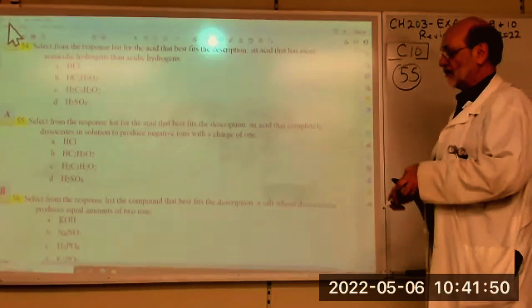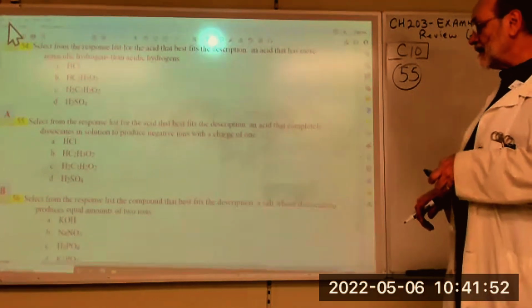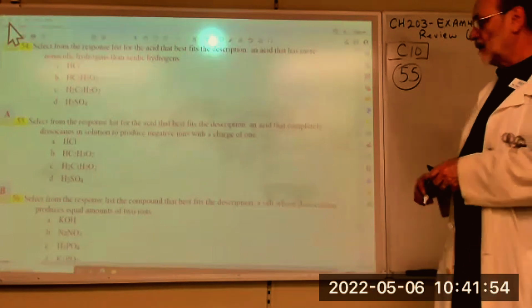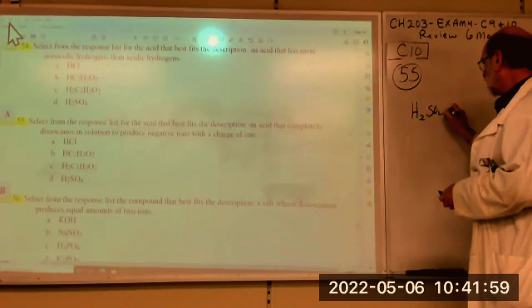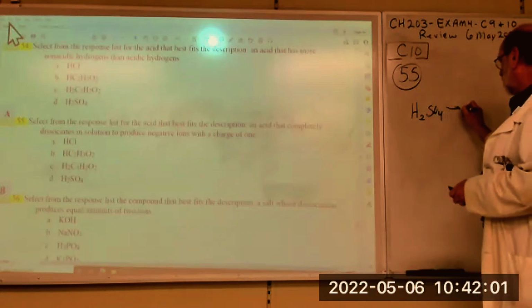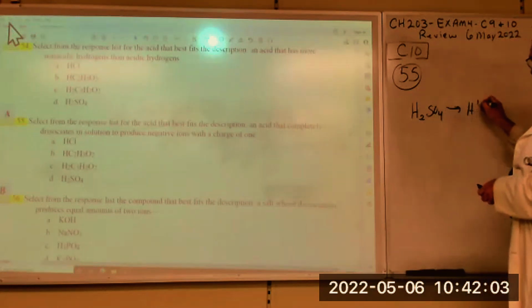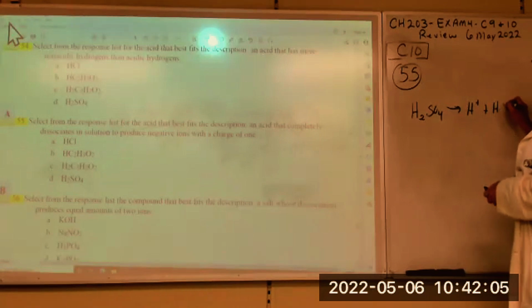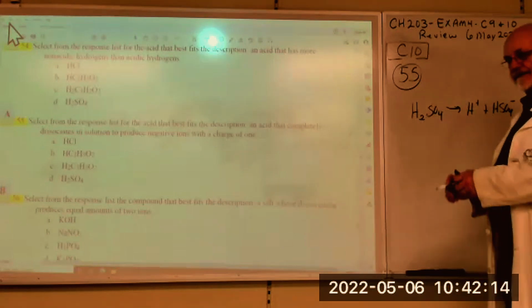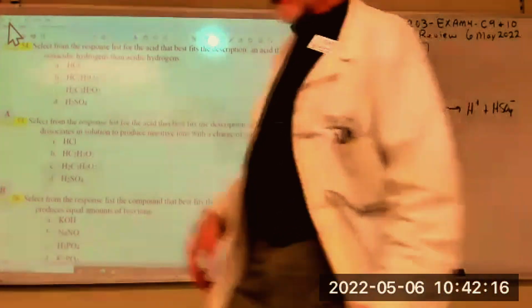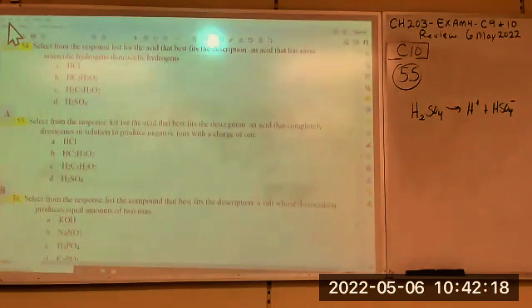You know, that's a bad question. A and D both work, right? Because sulfuric acid, when it dissociates, makes that plus this with a charge of 1 minus. Okay, so I need to make a note. That's a bad question.